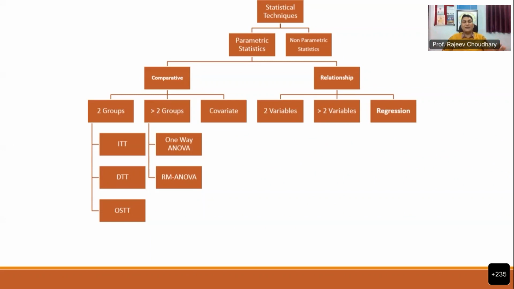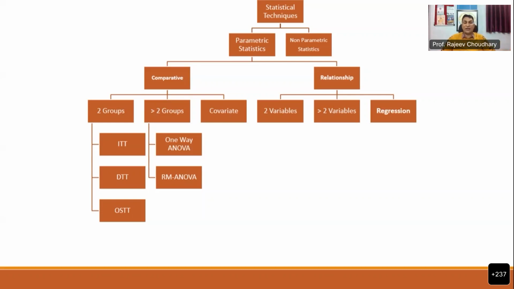So this repeated measure ANOVA is a statistical tool which is used to conduct experimental studies, especially to find out the trend of improvement in biomedical researches. You will find the application of repeated measure ANOVA especially in research papers which are indexed in Scopus, PubMed and Web of Science.